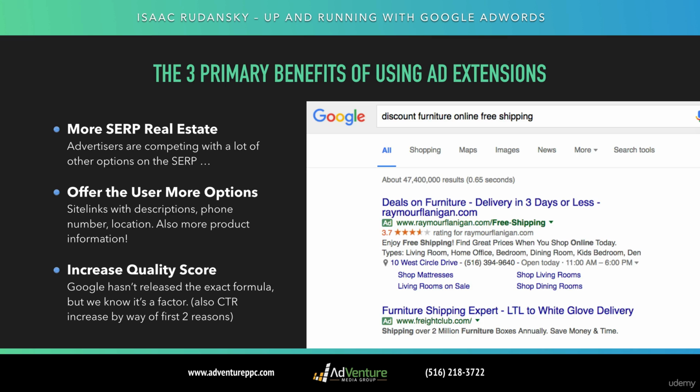So here's an image of an ad by Raymore and Flanagan Furniture, and they are making really good use of ad extensions. But the first thing I want you to notice is the tremendous difference in size. You're actually looking at two full-size ads here.